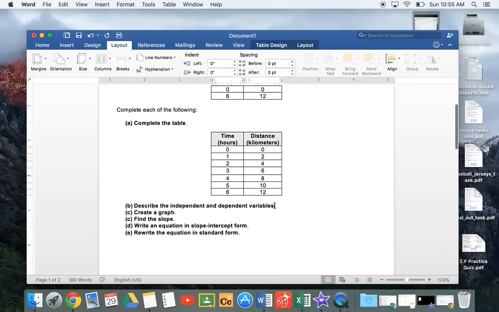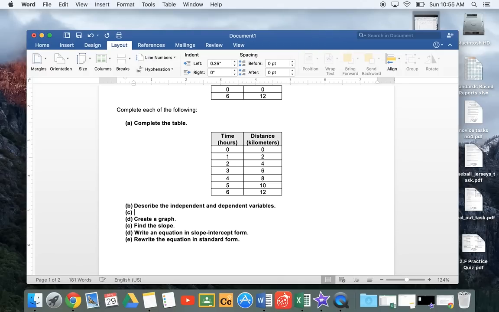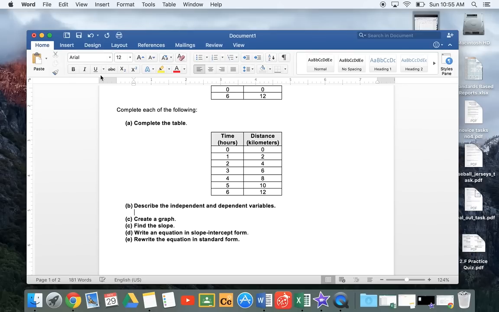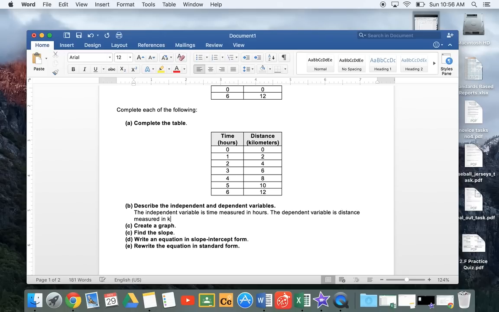And then it says to describe the independent and dependent variables. So I'm going to go ahead and type this in so you can see what it looks like. The independent variable is time measured in hours. The dependent variable is distance measured in kilometers.